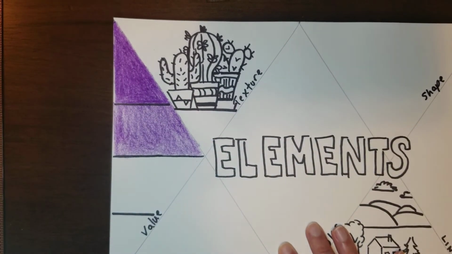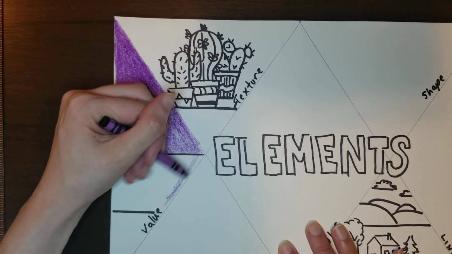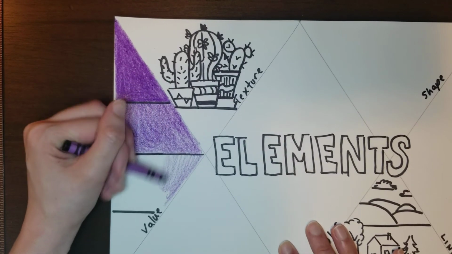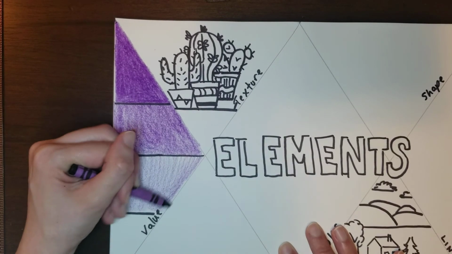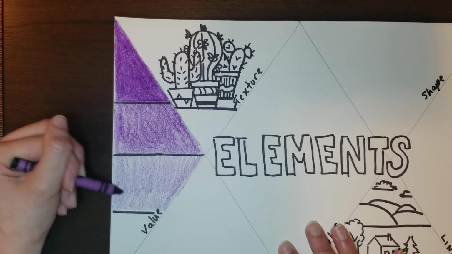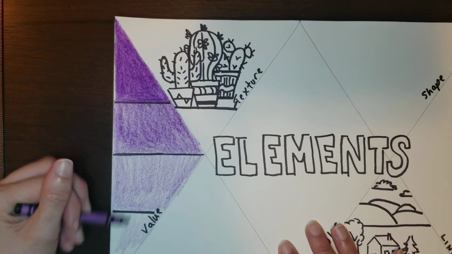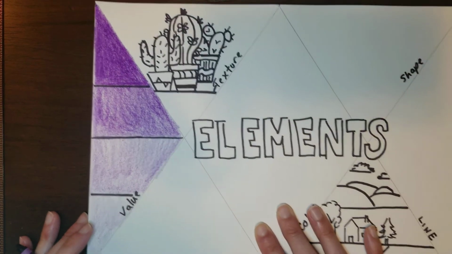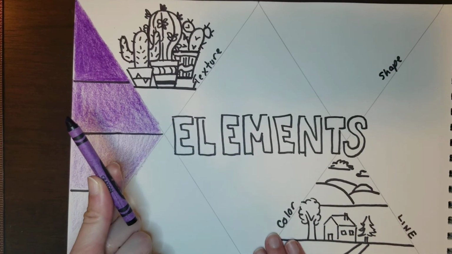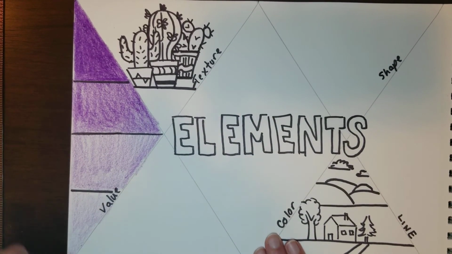Okay, so notice this is the darkest, then this is a little bit lighter. And then the same thing, this section is going to be even lighter. And then my last one is going to be super light, barely holding on to that crayon and making it as light as possible. So notice I used one crayon, one color, and I went from dark to light. That is value. That's what I mean when I'm talking about value.